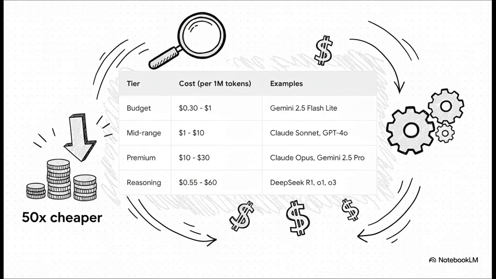Now for the number that changes the entire game, cost. Look at that reasoning tier. DeepSeek R1 starts at just 55 cents per million tokens. That makes it 20 to 50 times cheaper than its direct competitor, O1. This completely upends the economic calculation for using these super powerful models.